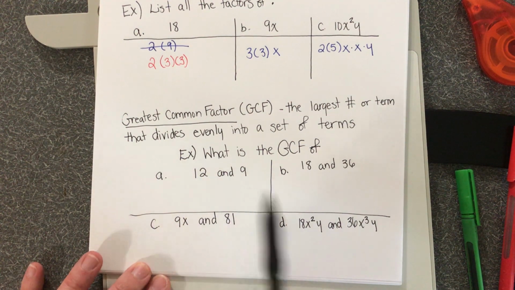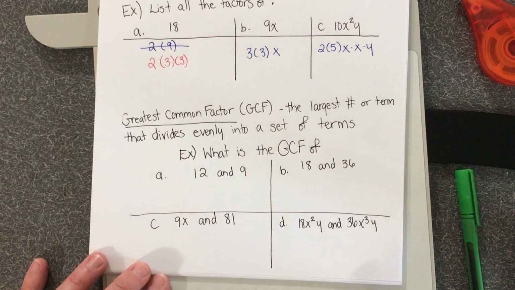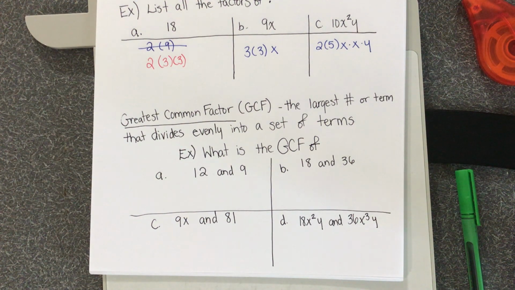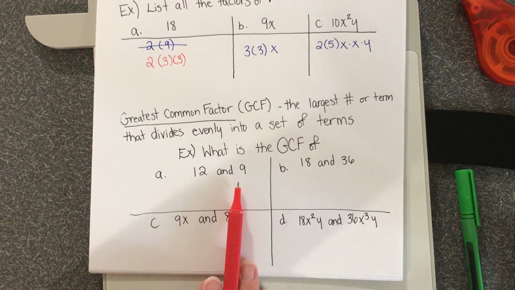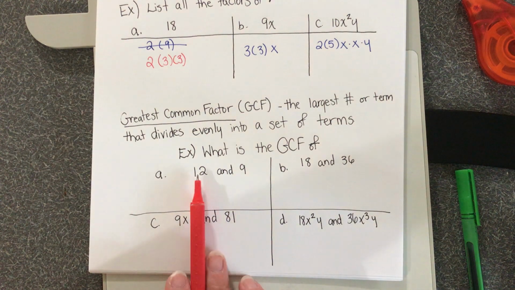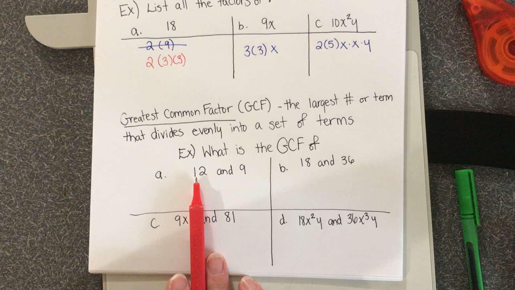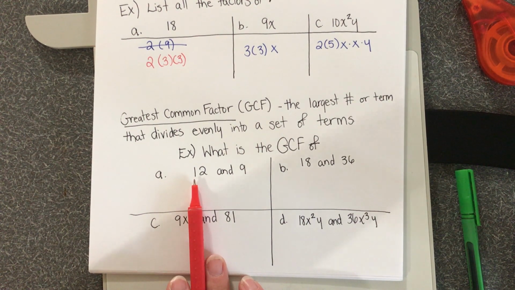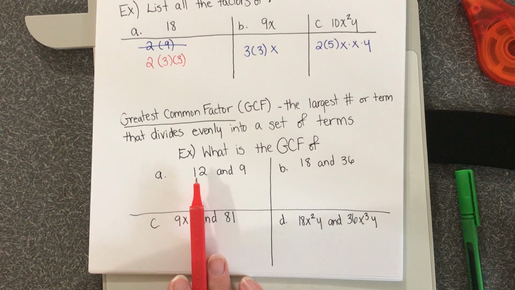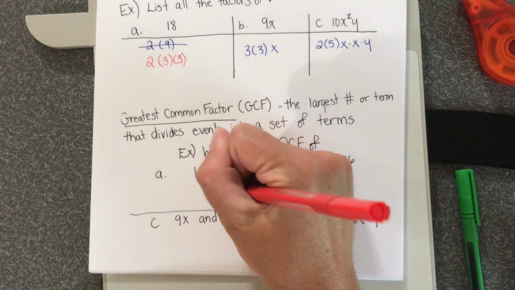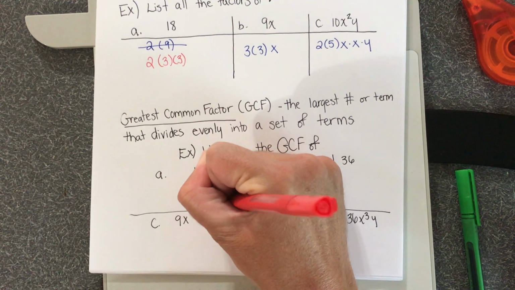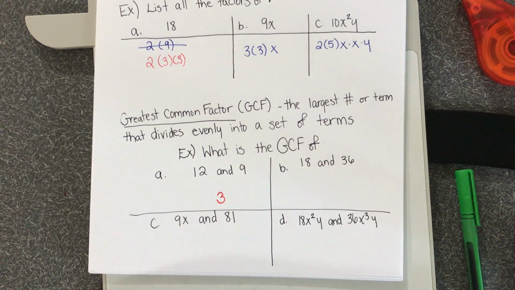So if I take 12 and 9, what is the GCF of 12 and 9? What is the largest number that divides evenly into 12 and 9? First off, I start with the smallest number, 9, and I ask myself, will 9 divide evenly into 12? The answer is no, it won't. So then I have to go, okay, what else could work? The only thing it can be is 3. The greatest common factor that both 12 and 9 have in common is 3. So it has a GCF of 3.